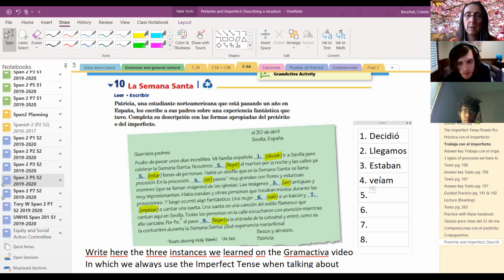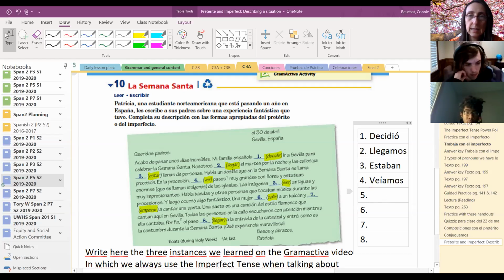Yes. En la procesión veíamos pasos muy grandes con flores y estatuas enormes, que se llaman imágenes de la iglesia. Las imágenes, Xander, eran, because it's what? What is it doing? Describing those images. So, eran antiguas y muy impresionantes. Había bandas y otras personas que tocaban música durante las procesiones.